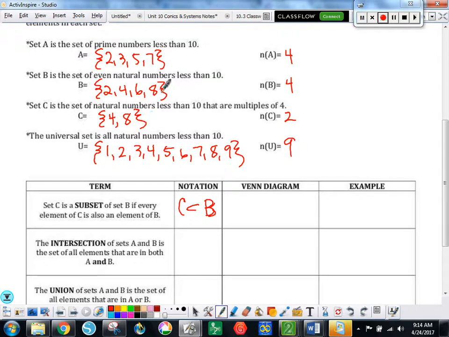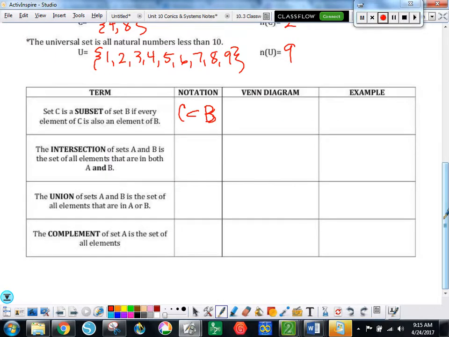Is B a subset of C? No, because everything in here is not also in here. Does that make sense? So if I were to draw the Venn diagram or the picture of that, let's just have this whole box be the universal set. If this was B, this would be C. Everything in C is also in B. It's a smaller set.